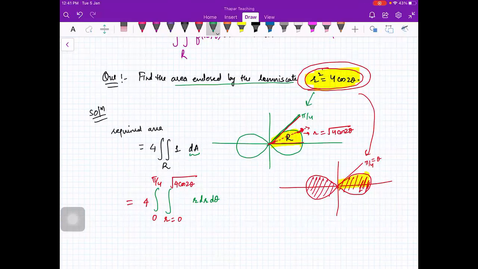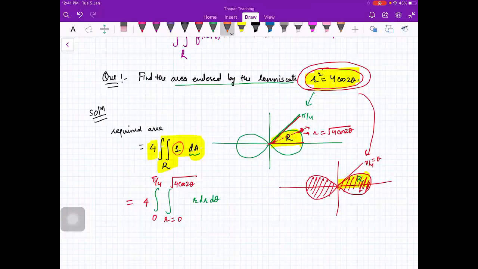So I'm calling this region R. I'm saying the required area is 4 times this area. How to compute this area? This will be the double integral of dA over R. I will take 1. If I take 1 here, this is area. Is that clear?